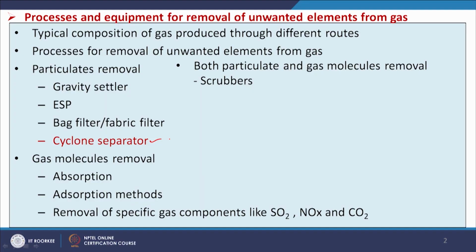Everyone, now we will start discussion on the topic air pollution control part 3. In part 1 and part 2 of air pollution control, we have discussed gravity settlers, packed bed and electrostatic precipitator, and now we will discuss the cyclone separator.